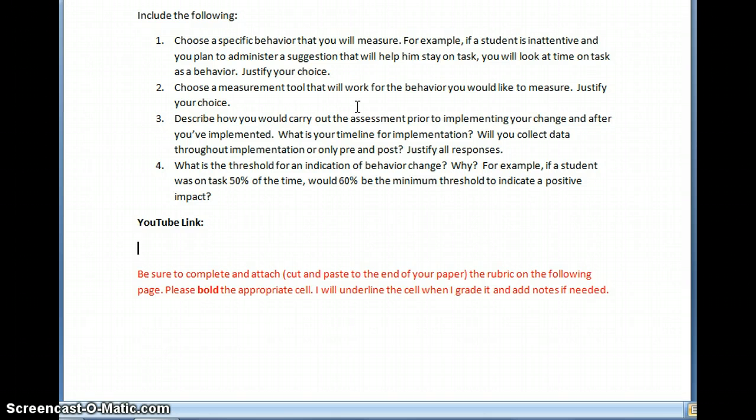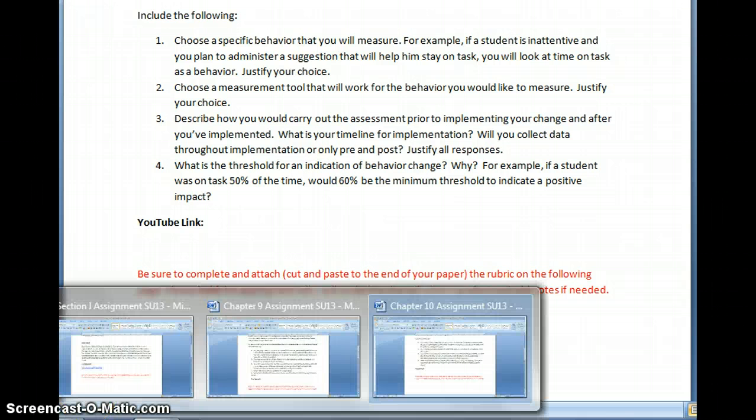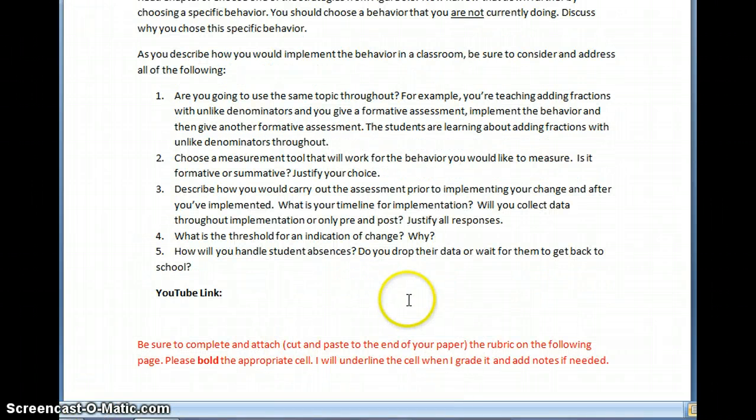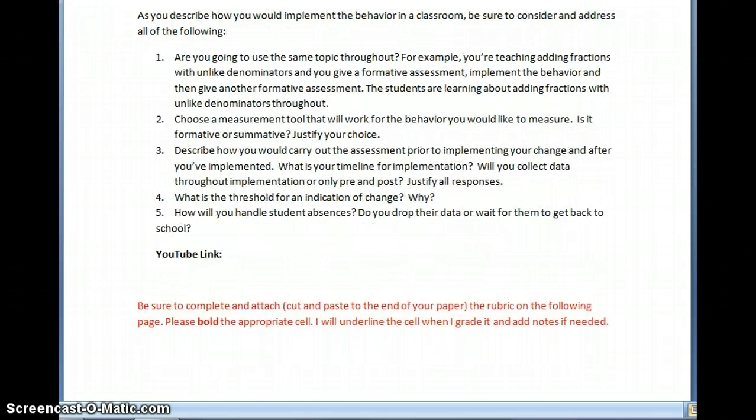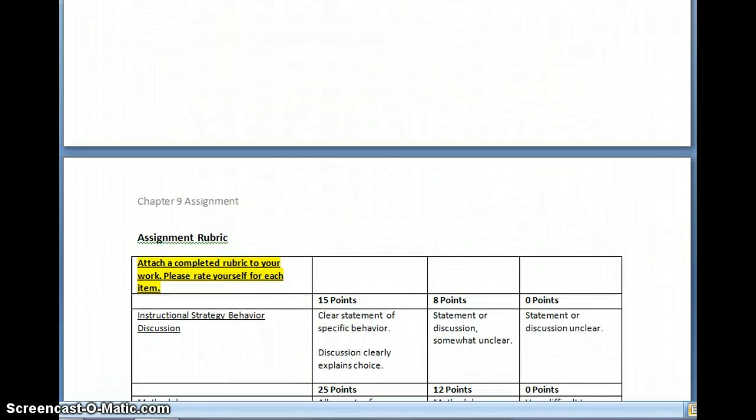Choose a measurement tool that would work for that behavior. Think about the timeline. How are you going to carry out the assessment? And then what's the threshold for change? So the behavior is almost exactly the same. And like I said, you're just going to pick whichever instructional behavior you like the best.